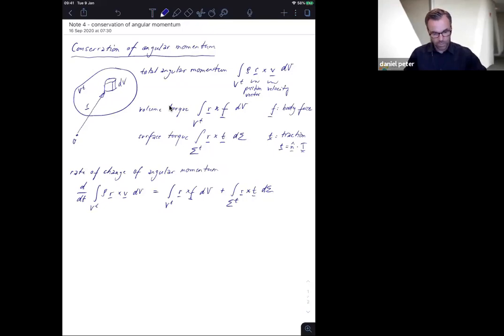So let's just state here in words. The rate of change of angular momentum equals the net torque.